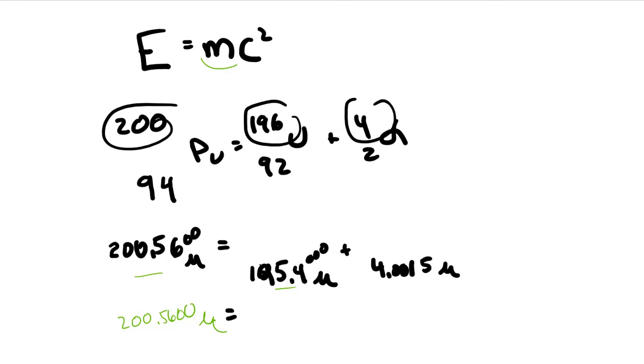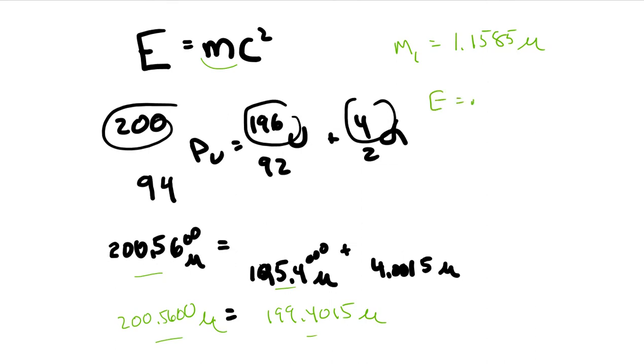So let's add those together. 195.4 plus 4.0015 works out to be 199.4015. So that means there's a loss. If I take this and subtract this, there is a mass lost of 1.15851585 atomic mass units. I'm hoping you understand the concept here, because we're really just finding how much mass was lost and multiplying it in the equation. And we're pretty much done.